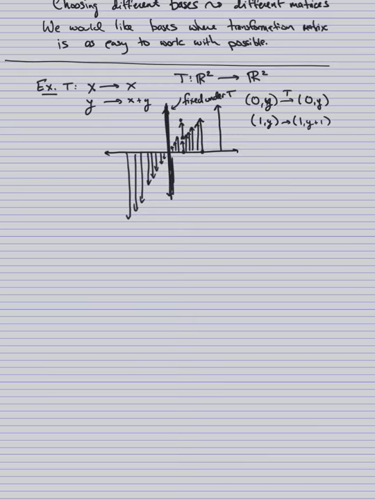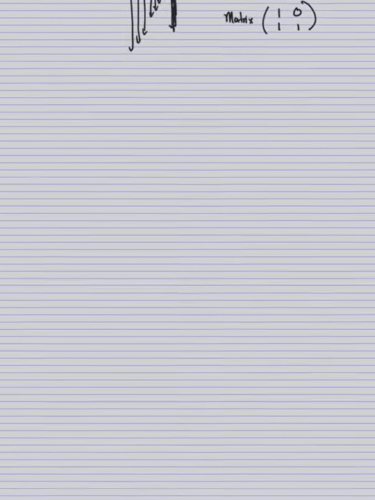And the matrix for this, well, we just see where the e1 and e2 go. So where does (1, 0) go to? Well, it goes to (1, 1). And then where does (0, 1) go to? It goes to (0, 1). Okay, so that's the matrix for this transformation. Okay, so let me do another example.